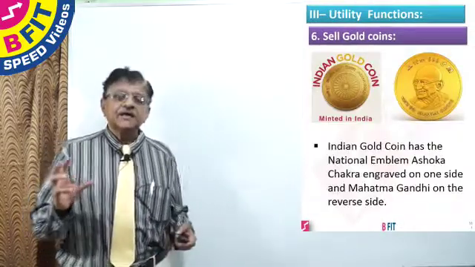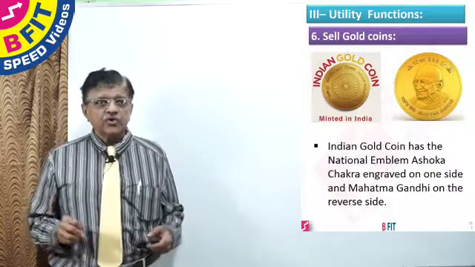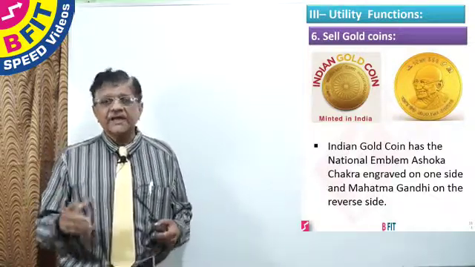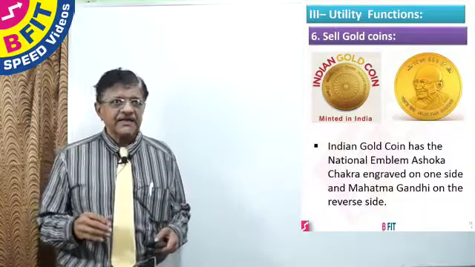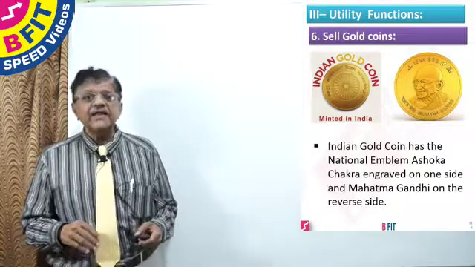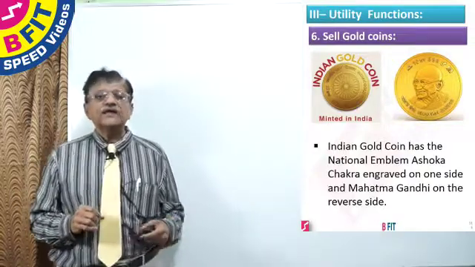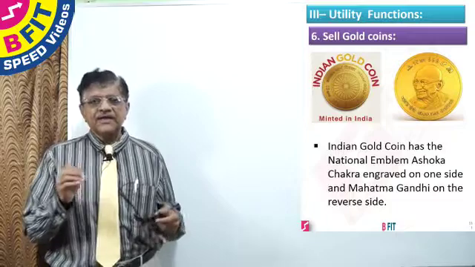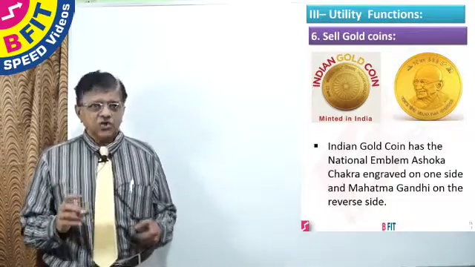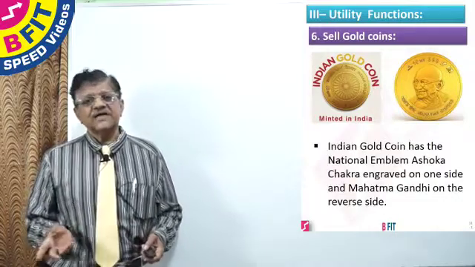The Indian gold coin, you'll be happy to know, has two emblems. One is the national emblem of the Ashoka Chakra engraved on one side, and on the other side is the picture of Mahatma Gandhi. This is a question they may ask you. In the Indian minted gold coin, what are the emblems? What are the insignia that are represented? One is the Ashok Chakra on one side, and on the reverse side is Mahatma Gandhi.